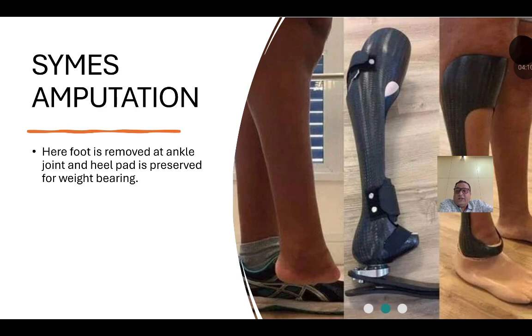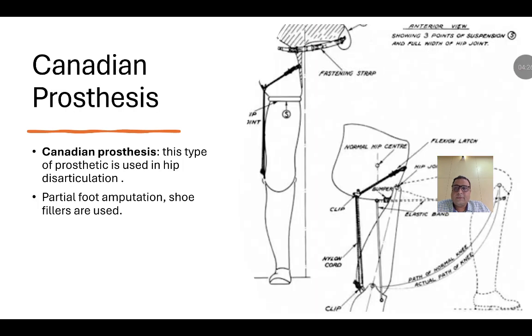In case of Symes amputation, here the foot is removed from the ankle and the heel pad is preserved for weight bearing, and this type of prosthesis is used in the case of Symes amputation. Then Canadian prosthesis. We use Canadian prosthesis when we are doing surgery like hip disarticulation. So entire limb is removed from the hip. So this is the diagram of the Canadian prosthesis. Then in partial foot amputation, we use shoe fillers.